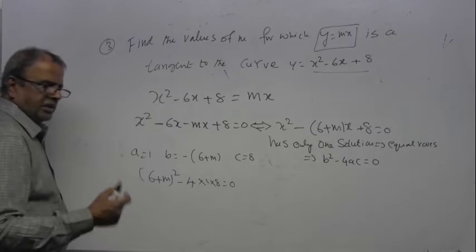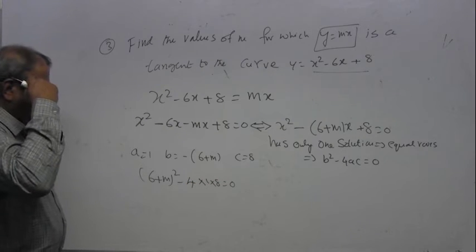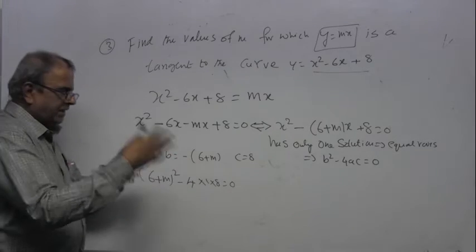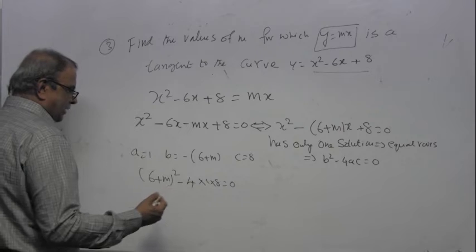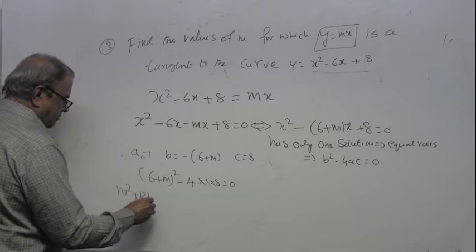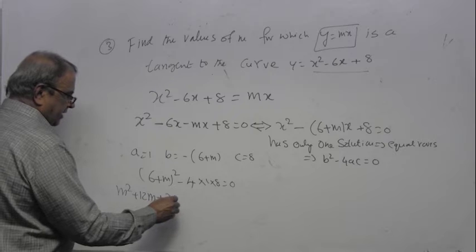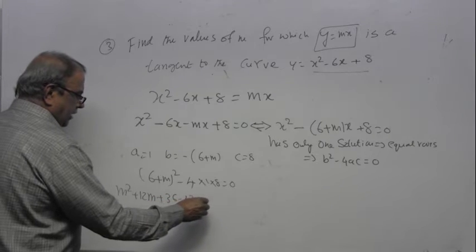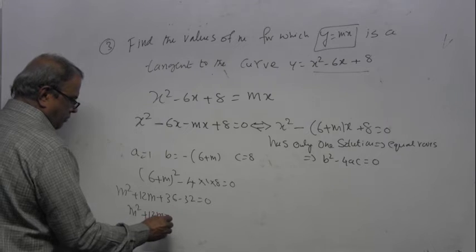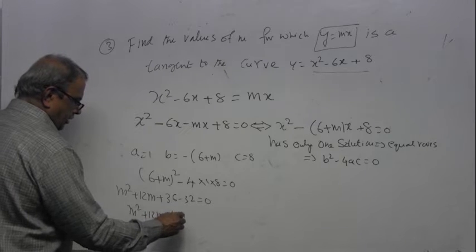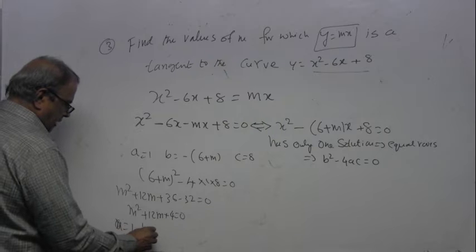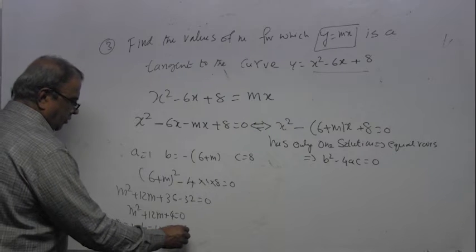Now here is again where you can use your brains. The majority of the students will expand this. Let's do the expansion. Only then you'll appreciate what I'm talking of. So you get m squared plus 12m plus 36 minus 32 equals 0. You get m squared plus 12m plus 4 equal to 0. Obviously, you can't factorize. So a equal to 1, b equal to 12, c equal to 4.